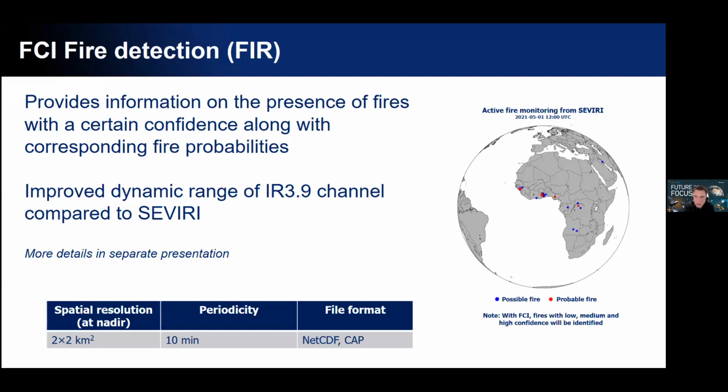For Seviri, you see on the image on the right, there is one example from Seviri. And there is a difference because here we have 2 classes, possible and probable fires. But with FCI, this will be replaced by low confidence fire, medium confidence fire, and high confidence fire. So it will be essentially 3 different flags in addition to the full disk fire probability map that will be at pixel resolution. Yes, this is 2 by 2 kilometers again, every 10 minutes, so every repeat cycle. And it comes first in NetCDF format, but it also comes in the Common Alerting Protocol format.